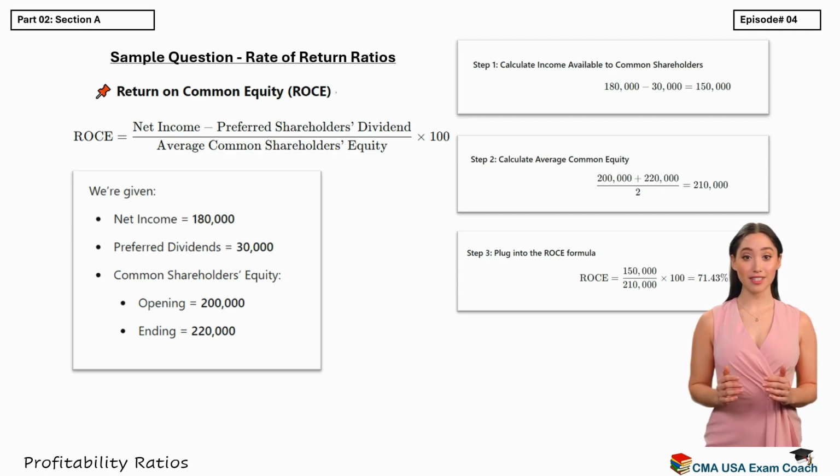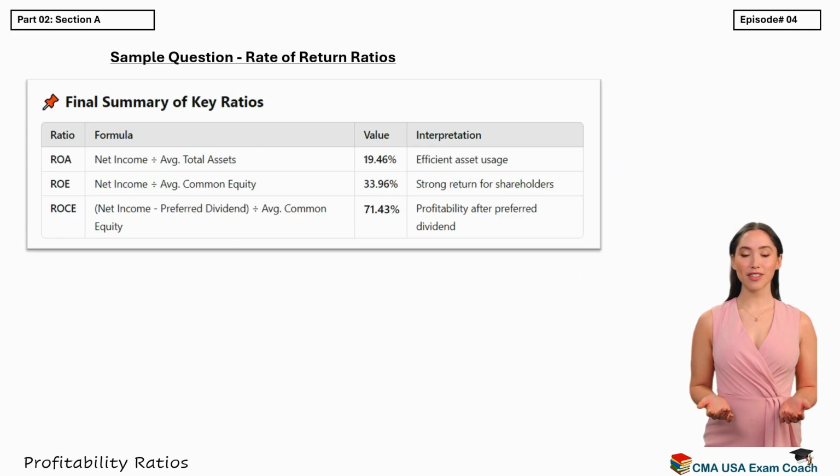This means the company is generating a return of 71.43% on the capital invested by common shareholders. It shows a very strong profitability from the perspective of ordinary investors. Let's now interpret the results of our profitability ratios. Return on assets is 19.46%. This means the company is earning nearly 20 cents in profit for every dollar of assets it owns. It reflects efficient use of assets to generate income.